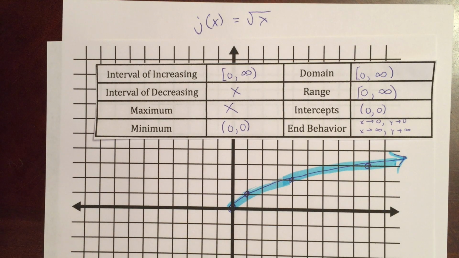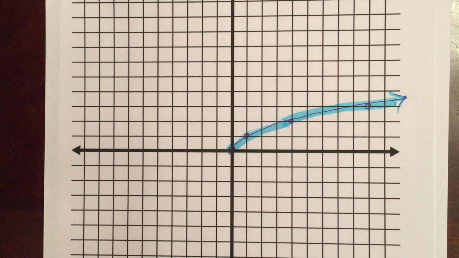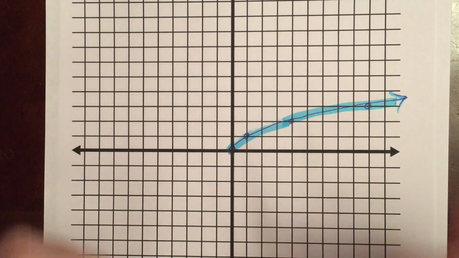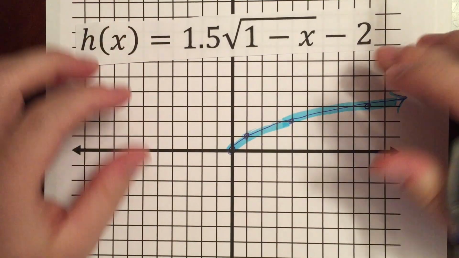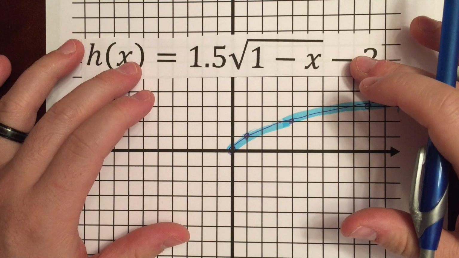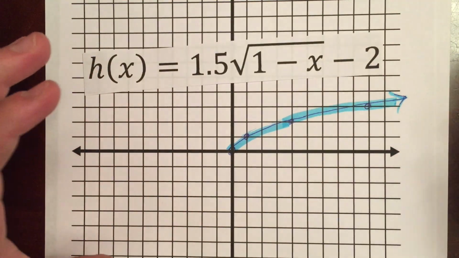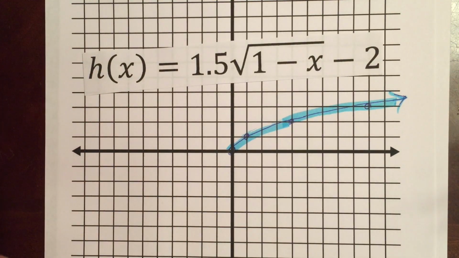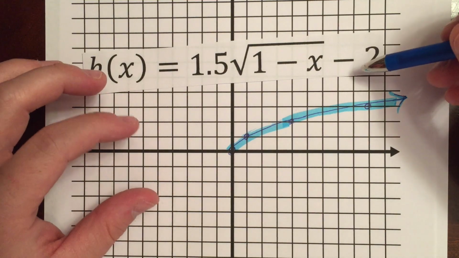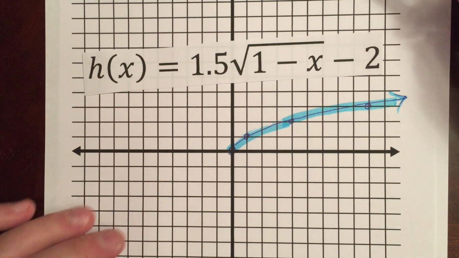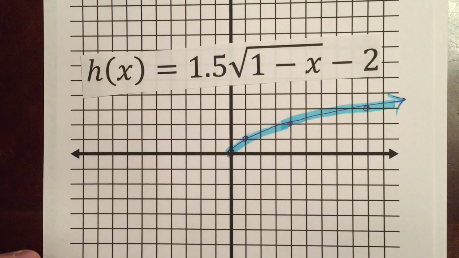Now we're going to try to take this and graph it. So now that we've looked at the basics of the square root function, we're going to take the square root function and try to transform it. Here we have a square root function that is transformed from the parent function. We're going to try to figure out how to transform this.